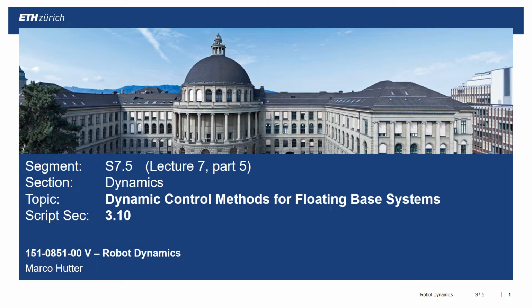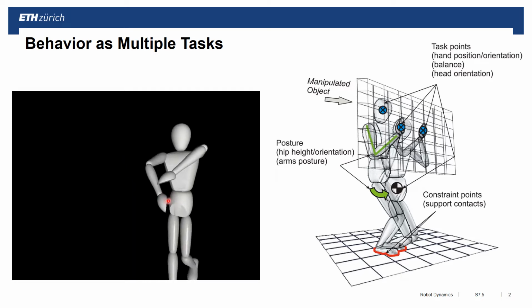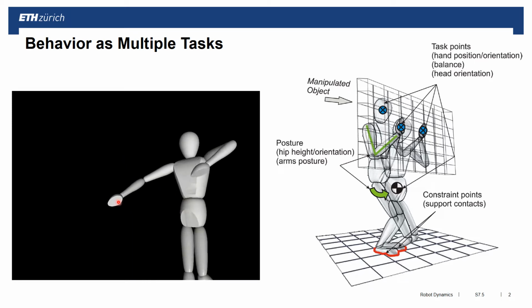In this last video segment, we are now taking these dynamics equations of motion for floating-base systems and turning this into control. What we can do is use this to make a system produce certain tasks at the same time. For example, this humanoid here is moving one end effector along a predefined trajectory, and another end effector along a predefined trajectory.